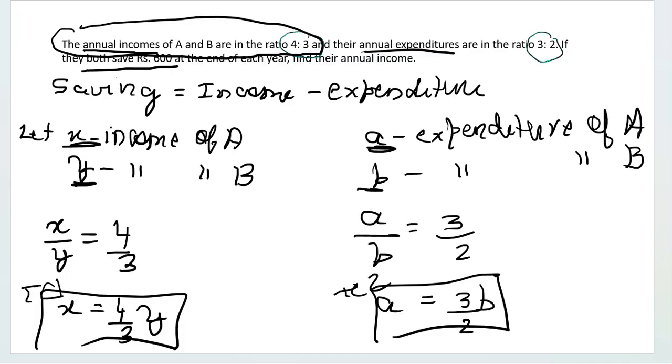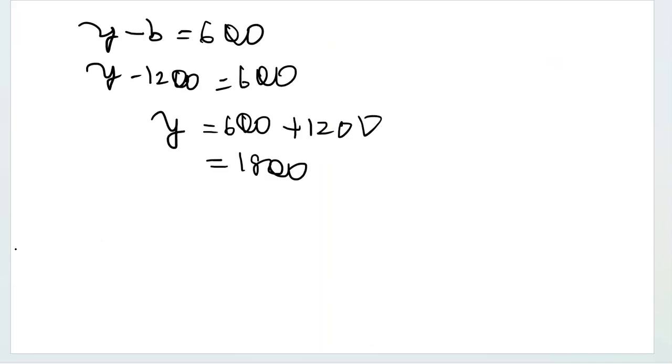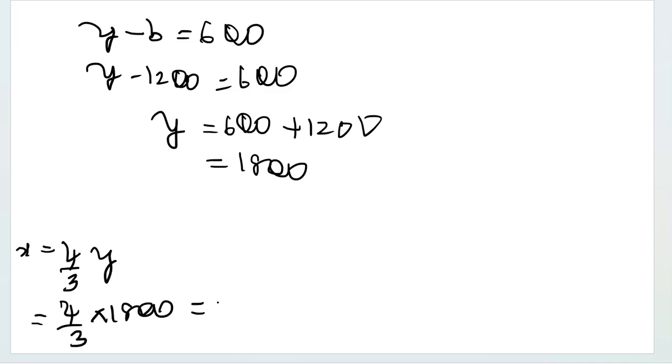Now we use our trump card to find X and A. So the first trump card is X is 4 upon 3 y. So 4 upon 3, y is 1800. 4 into 1800 is 7200. You can check using a calculator. And this answer will come out to 2400.